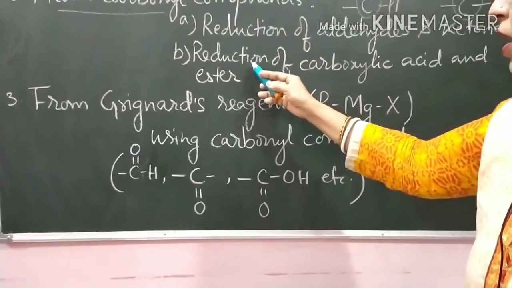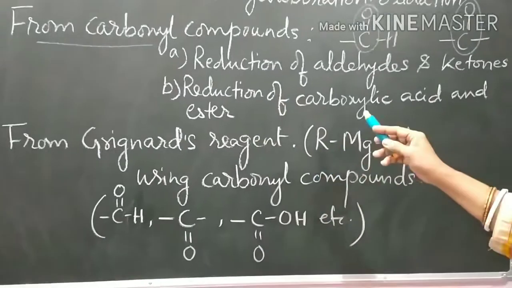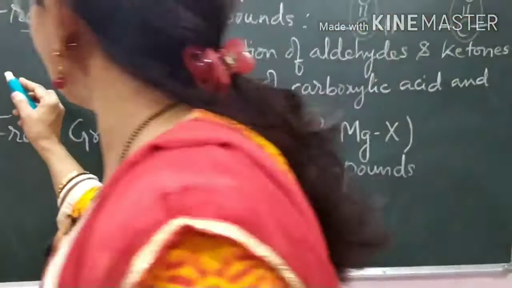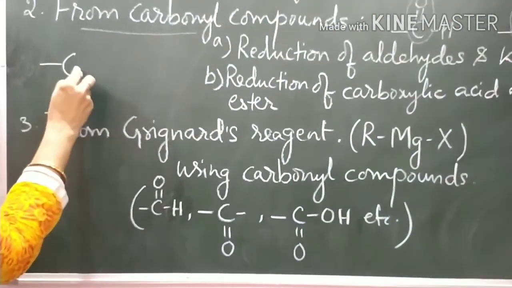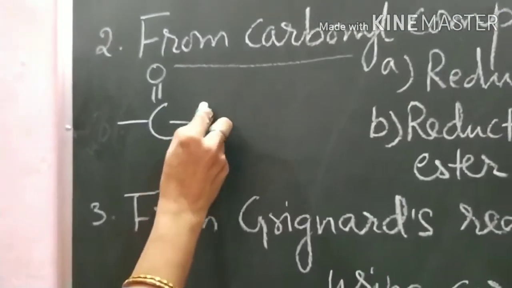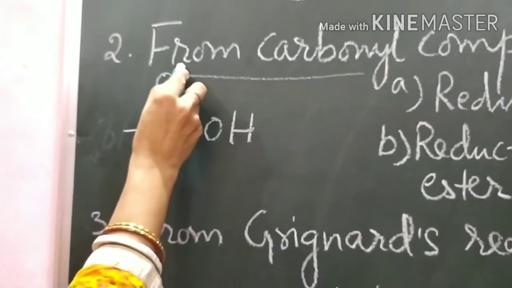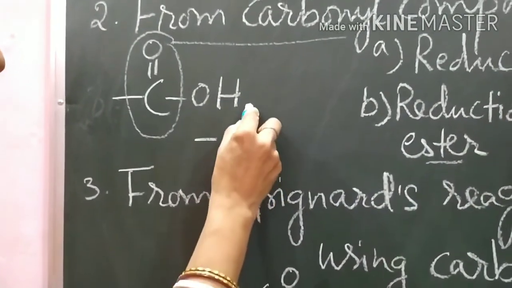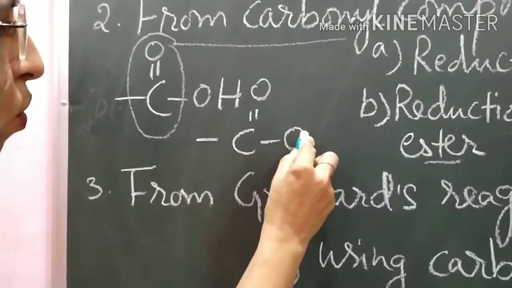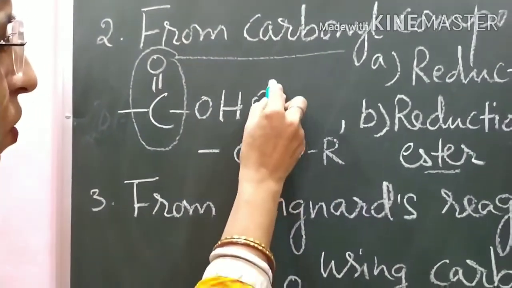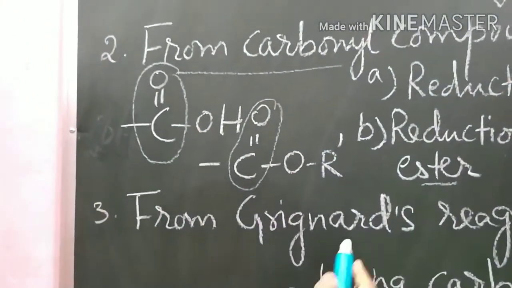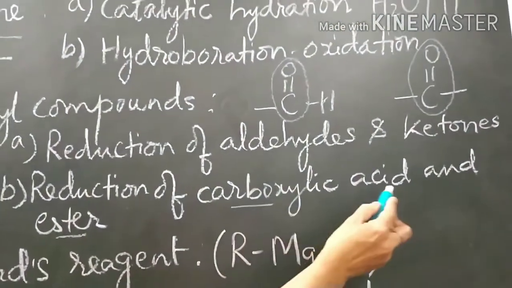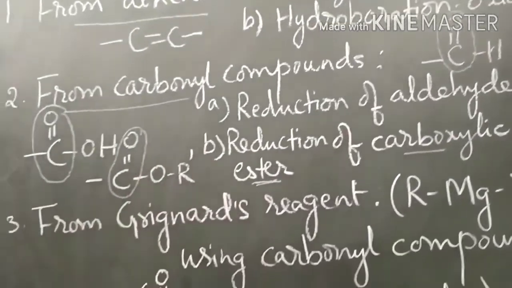Or when we react hydrogen with carboxylic acids or esters. Carboxylic acids are also nothing but C double bond O H. So this is carboxylic acid. It is also having a carbonyl group. Esters are nothing but C double bond O R dash. So esters are also having a carbonyl group. So by reduction of aldehydes, ketones, or reduction of carboxylic acids and esters, alcohol can be prepared.